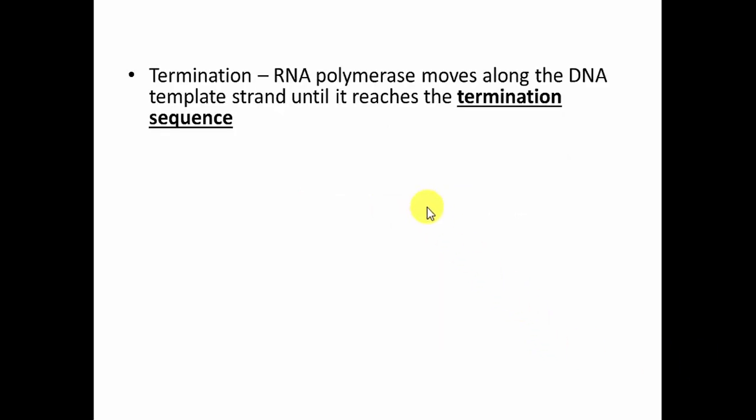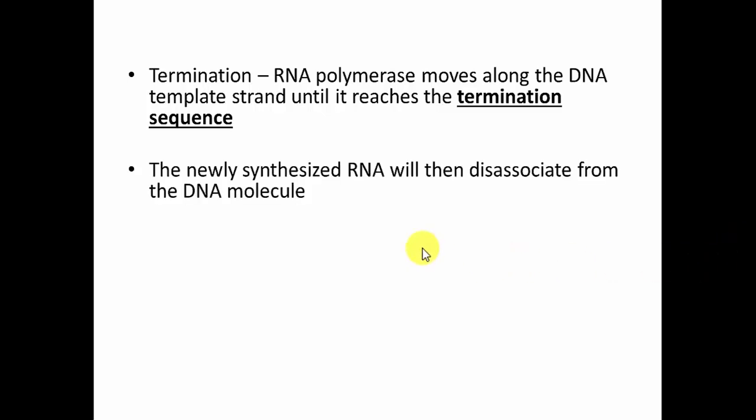So elongation will take place in reference to how large the gene for that protein is. Different genes have different sizes, but ultimately elongation occurs along the length of that gene. At some point, we'll reach what's called a termination sequence, and a termination sequence is basically just the point at which the gene stops.